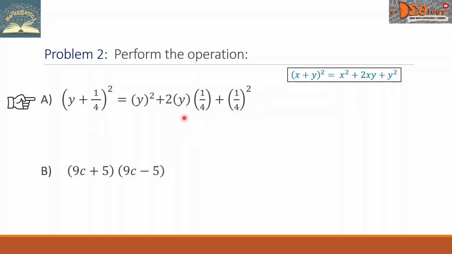Then let us simplify. In the middle term, this constant 2 can be cancelled with the denominator 4. And this 4 becomes 2, while the number 2 here becomes 1. So finally, we have y squared plus y over 2 plus the square of 1 over 4, which is simply 1 squared over 4 squared. So we write here 1 over 16.